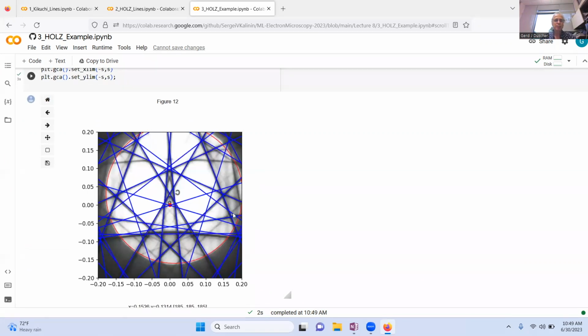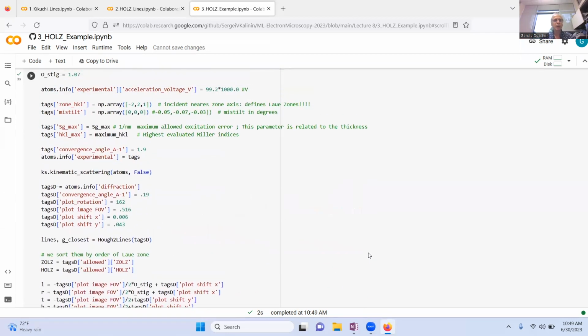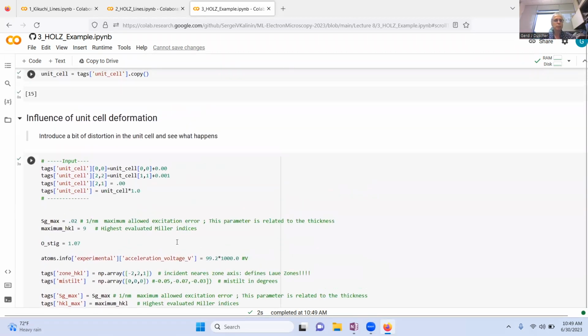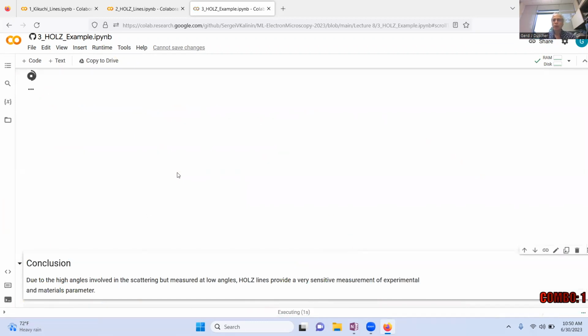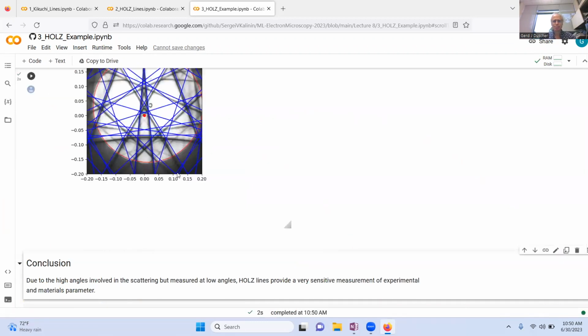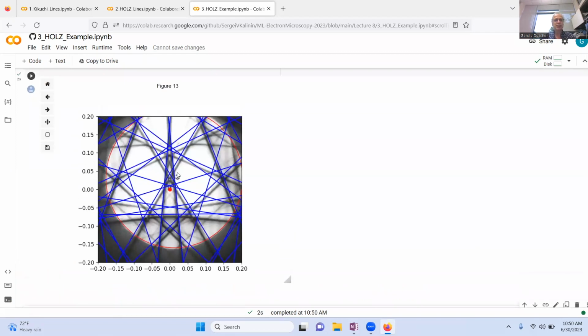Deviation up here, deviation here. So clearly we see a deviation. Let's go with half a picometer. Let's be crazy. And we see that we have really huge deformations here.